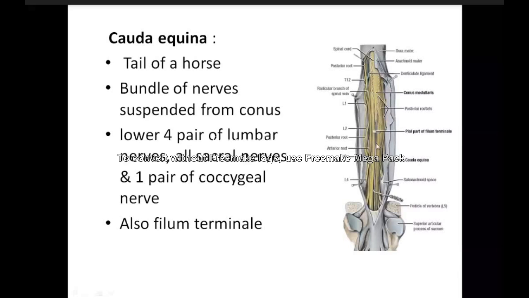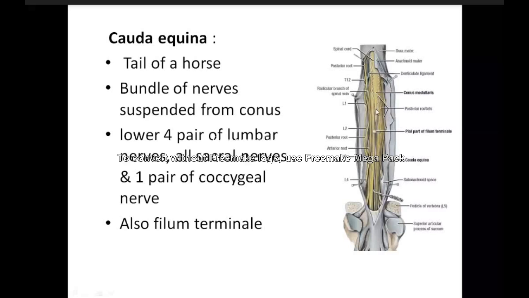The filum terminale extends beyond the conus. On either side, you are seeing a bunch of nerve rootlets, right? A bunch of nerves on either side of the filum terminale. So this is known as the cauda equina, the bunch of nerve rootlets which are suspended from the conus on either side. So this is the cauda equina.